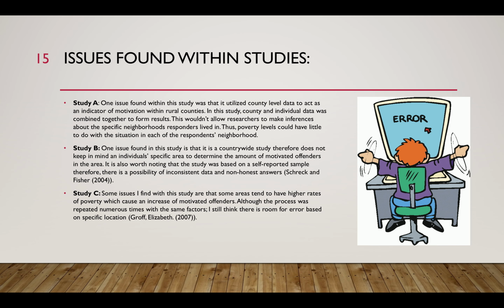Study B was a countrywide study, therefore it doesn't keep in mind specific areas to determine the amount of motivated offenders in the area. It was also a self-reported sample, therefore there is a possibility of inconsistent data and not honest answers. Study C.